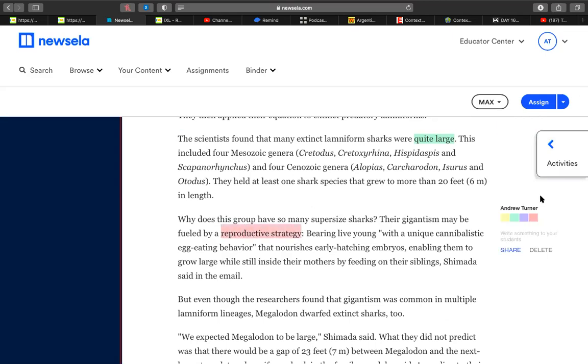So now here's another thought. Why are they so big? As a sort of strategy for reproduction. Bearing live young with a unique cannibalistic egg-eating behavior that nourishes early hatching embryos, enabling them to grow large while still inside the mother by feeding on their siblings, which is interesting and gross at the same time. So they get so big because they're growing so much larger inside of their mother.